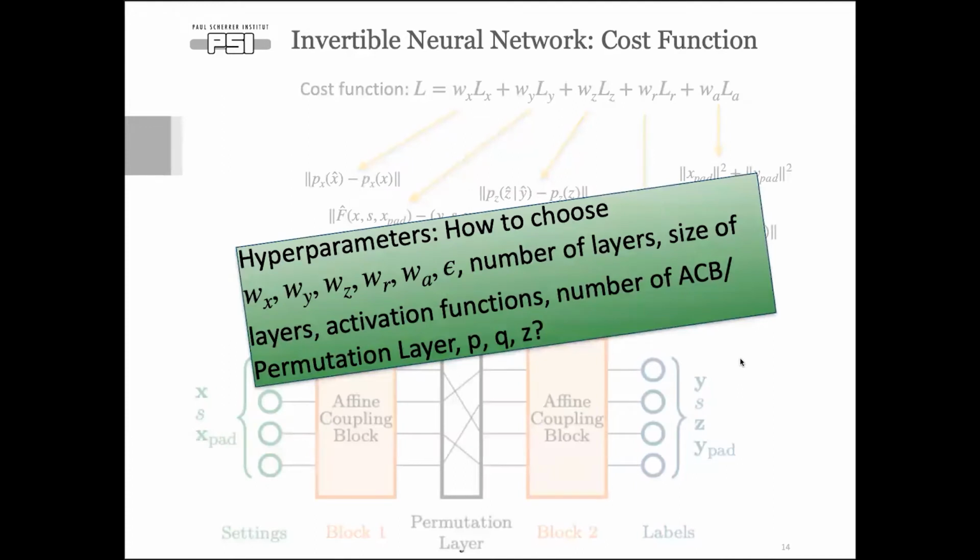Now what is still missing is how to choose all the hyperparameters. So the weights, the number of layers, the size of the layers, the activation functions, and so on. What we did in our case was that we performed a hyperparameter scan based on a grid search. But there are many options for how to do that. So now we have our two neural networks that we are using to find our surrogate models.